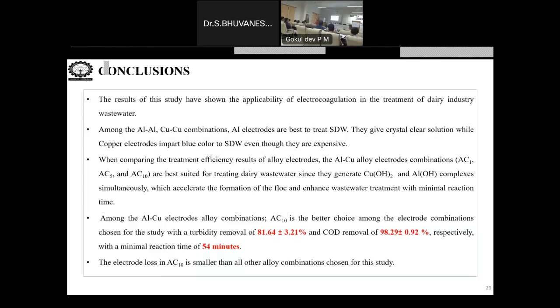Volume of wastewater treated, usually we use 250 ml. Is it 250 ml of wastewater? So these are the results.